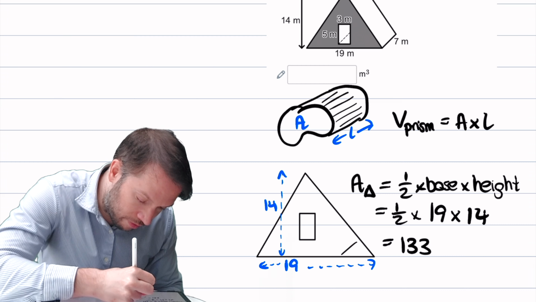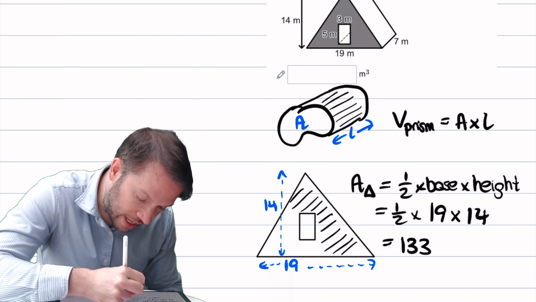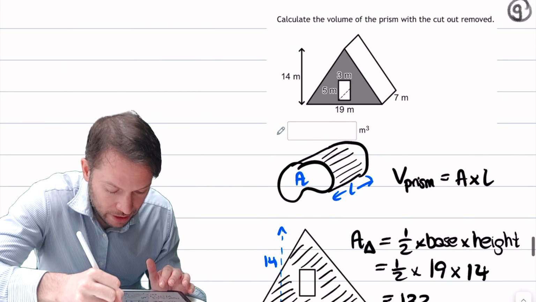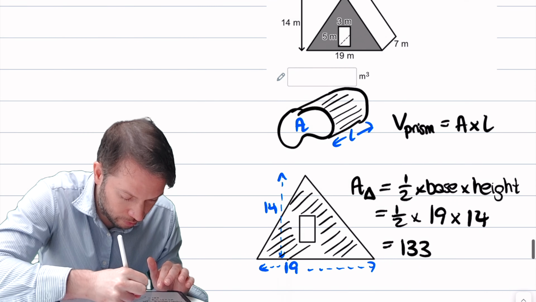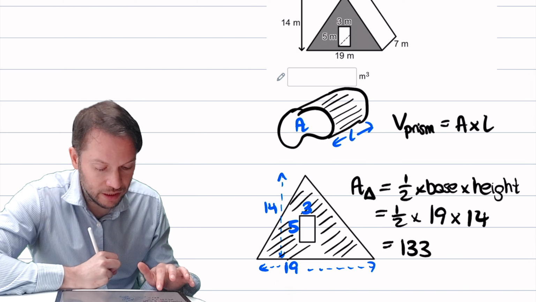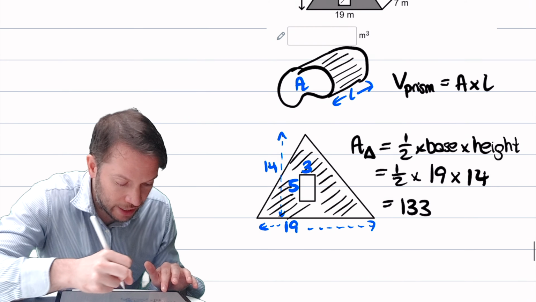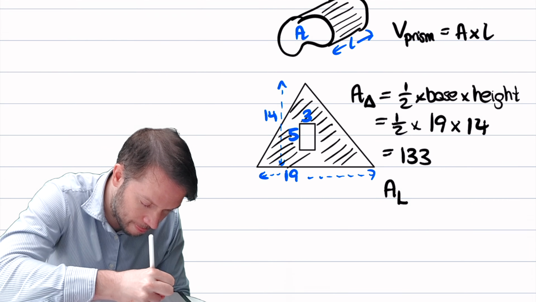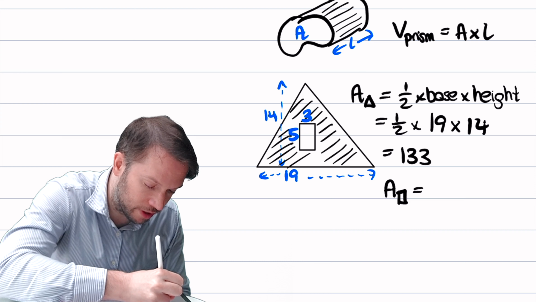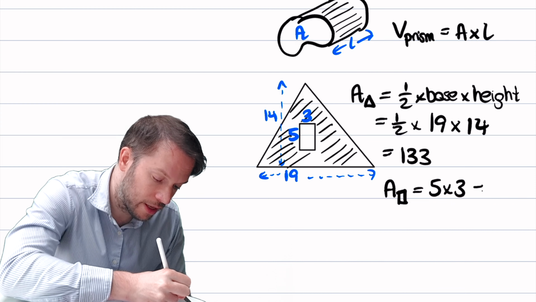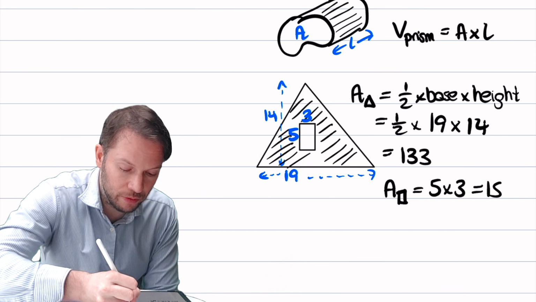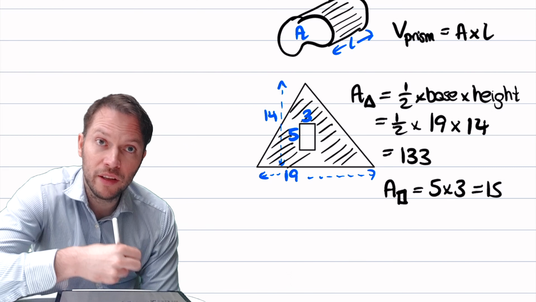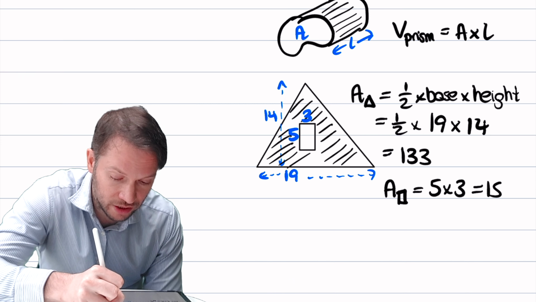But remember that from this triangle, we're cutting out this rectangle in the middle. Now, the rectangle has dimensions of 3 and 5. So its height is 5, its width is 3. So the area of the rectangle is equal to 5 times 3, which is just 15. And you can see that we're starting with the area of the triangle, and then we're cutting out this rectangle from it. So we can subtract that area, can't we, to cut it out.